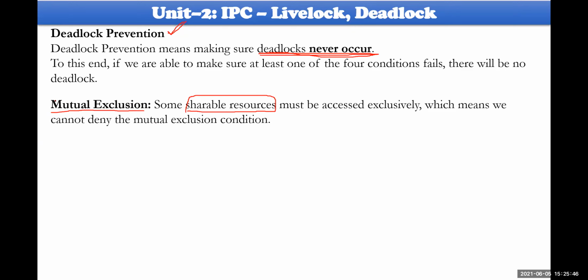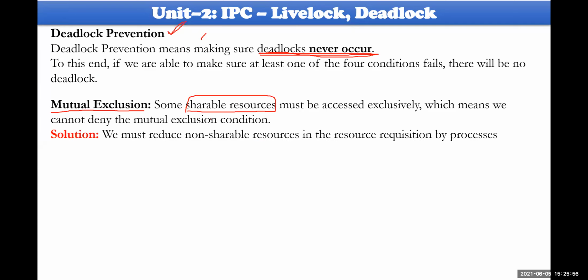సో లైక్ దట్. సో ఇఫ్ నాన్ షేరబుల్ రిసోర్సెస్ విల్ బి దేర్ విత్ యూ, then there is no possibility to avoid this mutual exclusion. దానికి సొల్యూషన్ ఏంటి? సో we must reduce non-shareable resources while requisitions will be done by the processes. You have to avoid non-shareable resources. ఇలా చేయొచ్చు. రెండోది మర్చిపోయాను రాయటం.